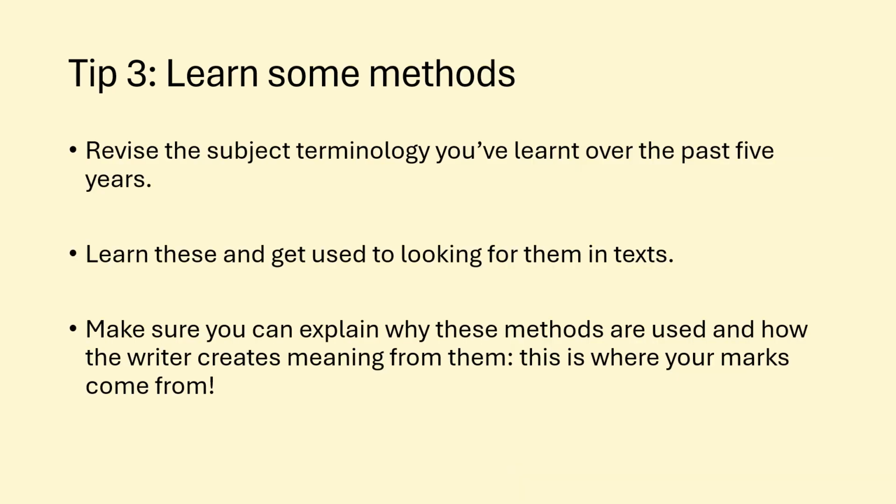Tip 3, you will hear different things about this, but I would definitely tell you to learn some methods. We've been using subject terminology for English over the past 5 years, ever since year 7. So thinking about things like juxtapositions, thinking about things like tone, thinking about adjectives or verbs or imagery or semantic fields or metaphors. Get learning some of these terms, get used to looking for them in text. You'll use them in literature as well as for language.